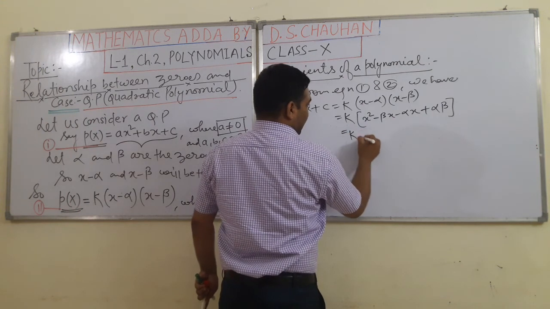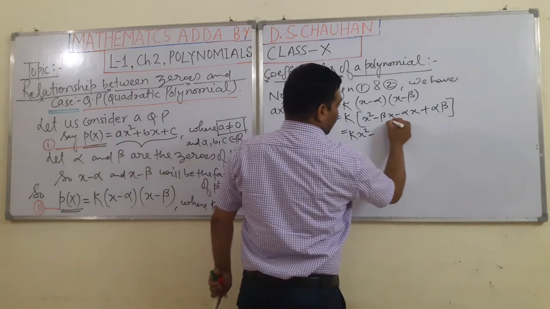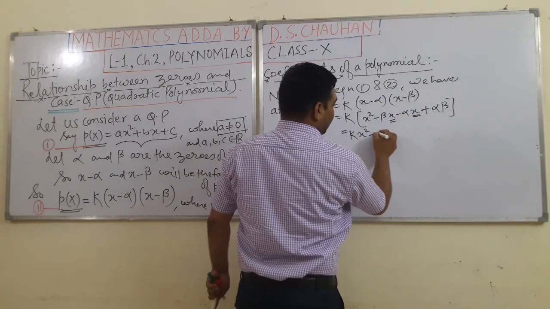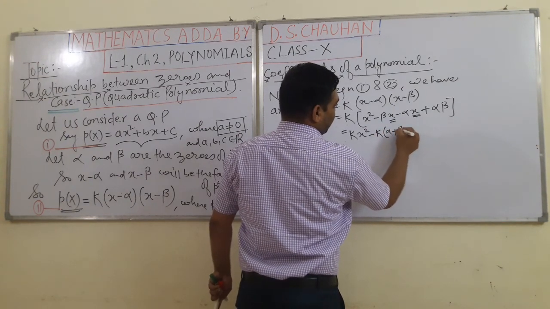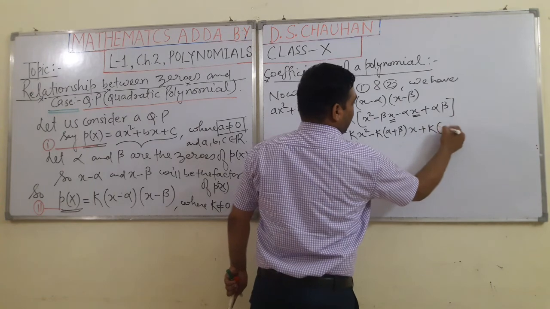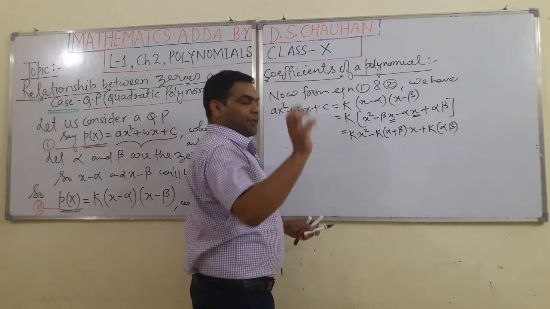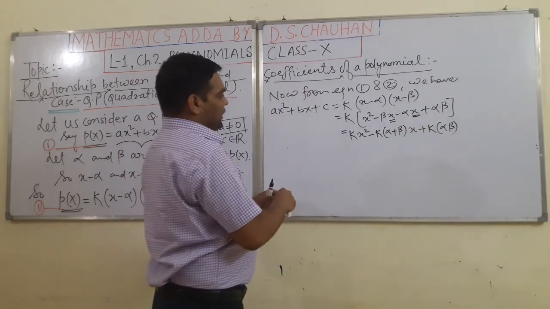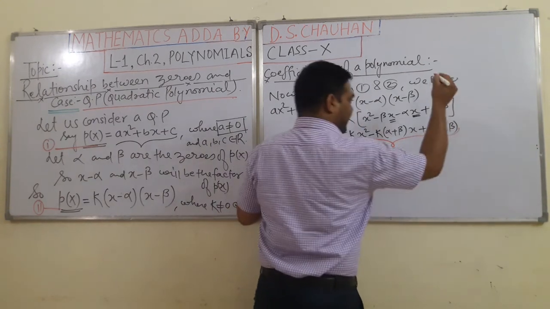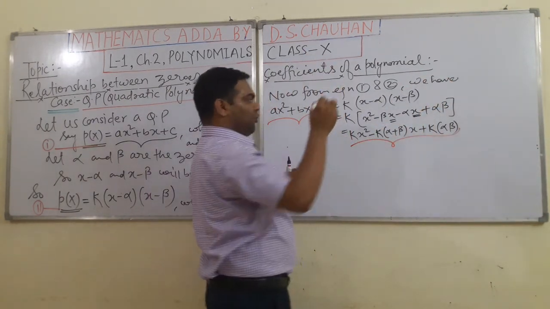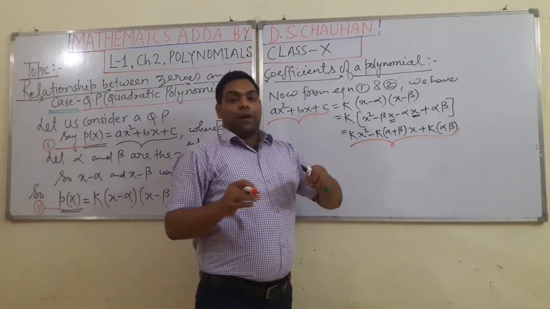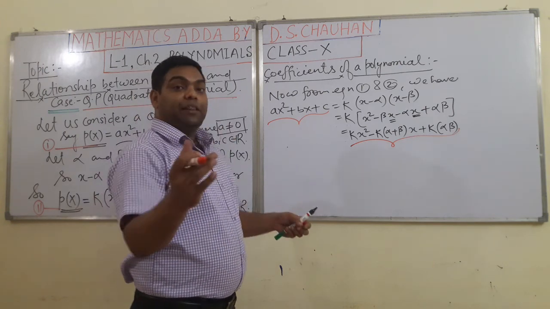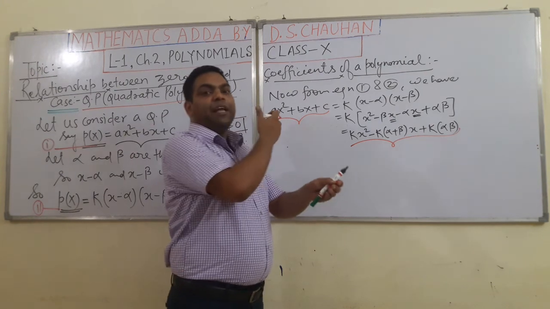What will we get here? k times x square minus, here we can take out x as common with the minus sign, so we get minus k of (alpha plus beta) of x plus k times alpha beta. Students, are you understanding how we can write it this way? Well, here you are looking that this is a quadratic polynomial and this is also a quadratic polynomial. Both are equal. Both can be equal only when their corresponding coefficients are the same.